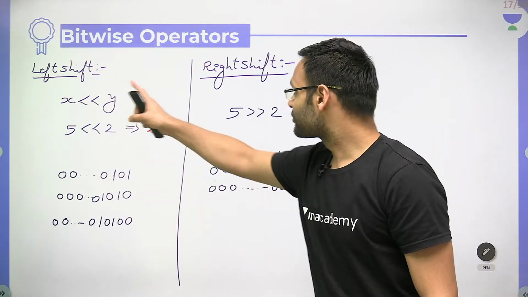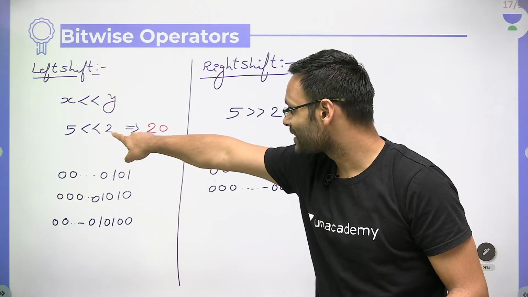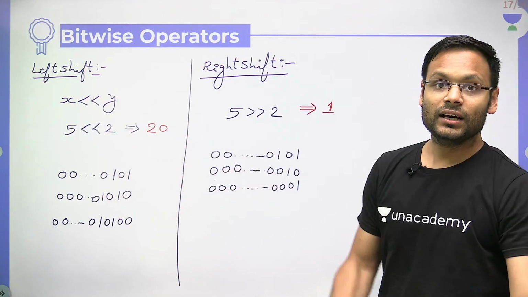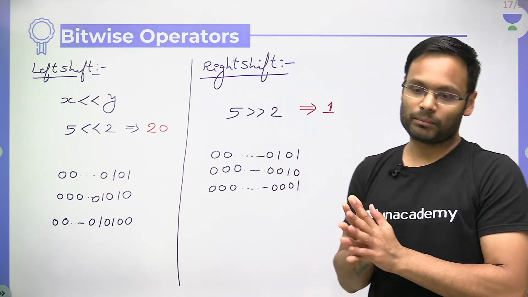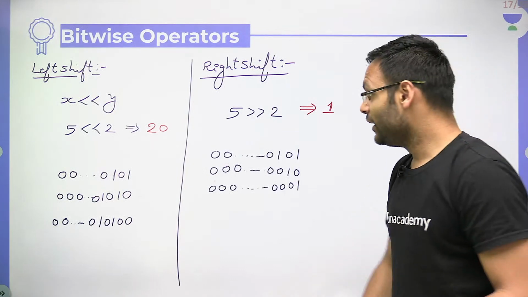This is how left shift and right shift work. How many times are we shifting? y times. Whatever the second parameter given is the number of times you have to shift the number.